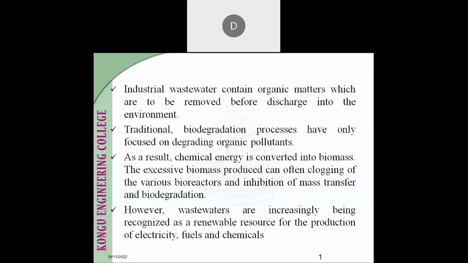Now, of course, there are a lot of methods available. We know about industrial wastewater treatment. It may consist of preliminary treatment, primary treatment, secondary treatment, and tertiary treatment. We know that industrial wastewater consists of organic and inorganic matter, which is supposed to be removed before discharging into the environment.